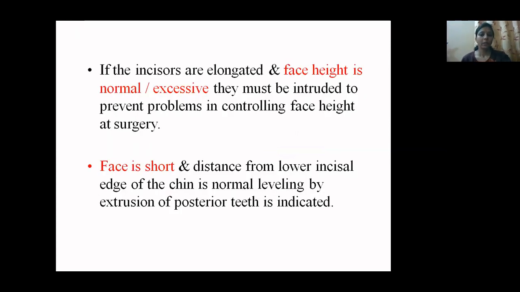If the incisors are elongated and face height is normal or excessive, they must be intruded to prevent problems in controlling face height at surgery. If the face is short and the distance from the lower incisal edge to the chin is normal, leveling by extrusion of posterior teeth is indicated.